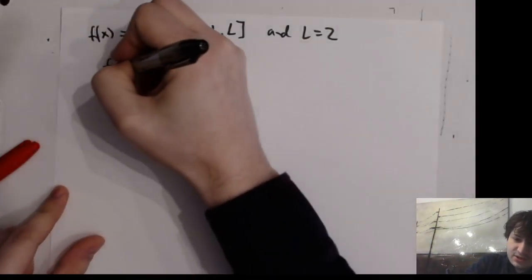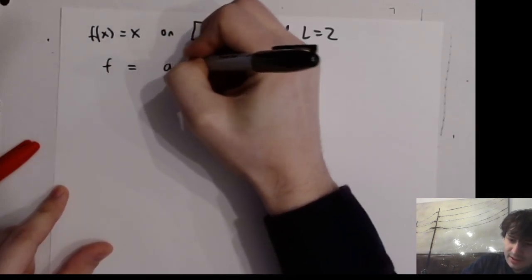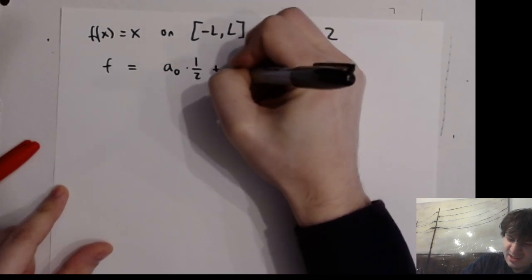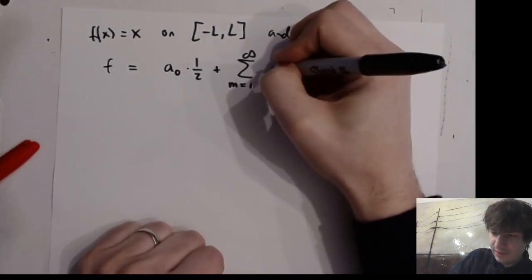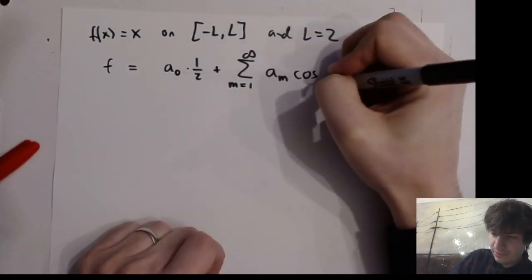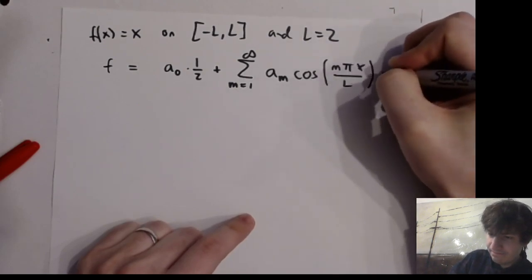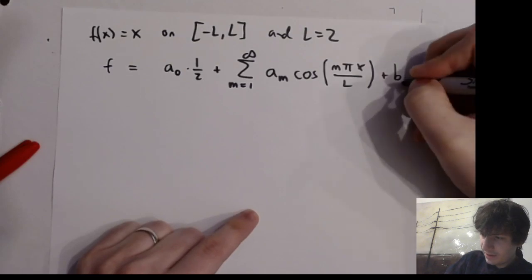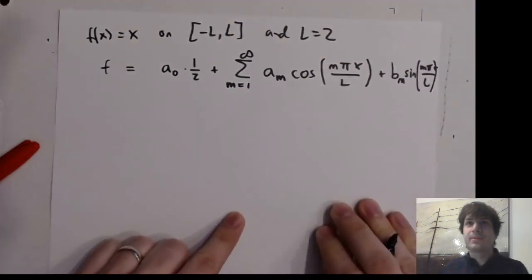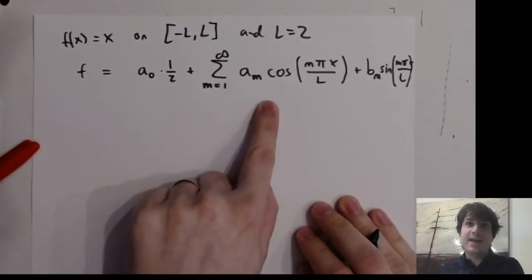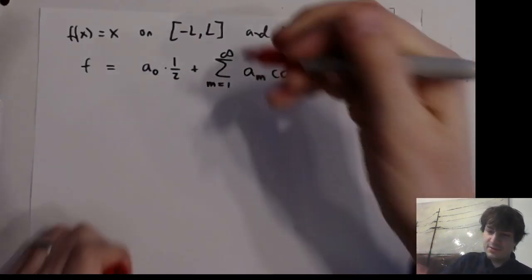And the way I always do these, I start by writing the expansion that I want. So I have a0 times a half plus the sum, m equals 1 to infinity, of am cosine of m pi x over L plus bm times the sine of m pi x over L. And because this function is an odd function, the cosine coefficients are all 0. So these are all 0.